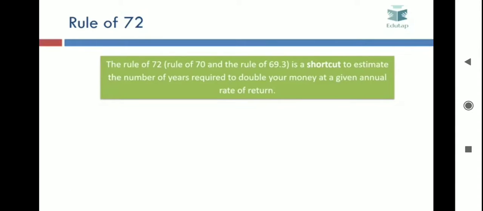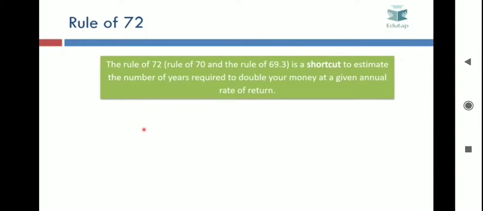Let's study the rule of 72 now. What is rule of 72? First of all, rule of 72 is a very interesting, shortcut method. If you want to estimate how many years it would take to double your money at a specific rate of interest, right? So rule of 72 is a shortcut method which helps you estimate the number of years in which your money will get doubled at any given annual rate of return, right?